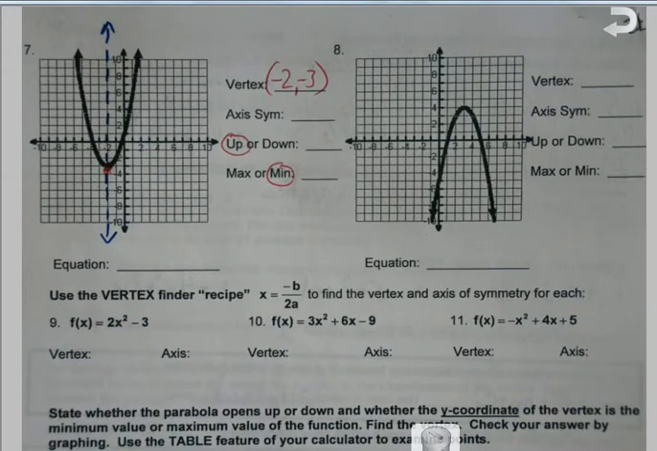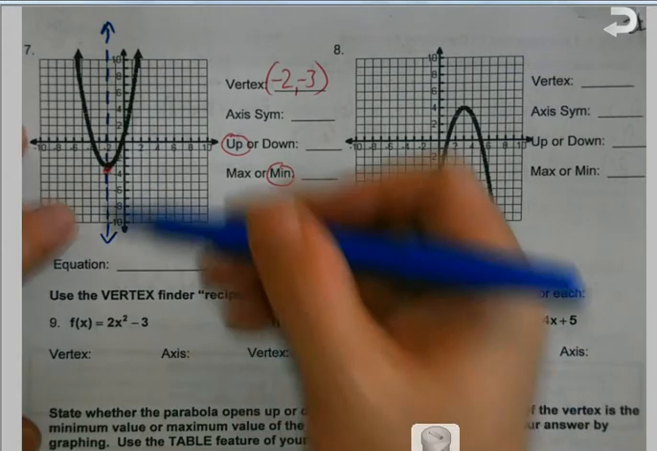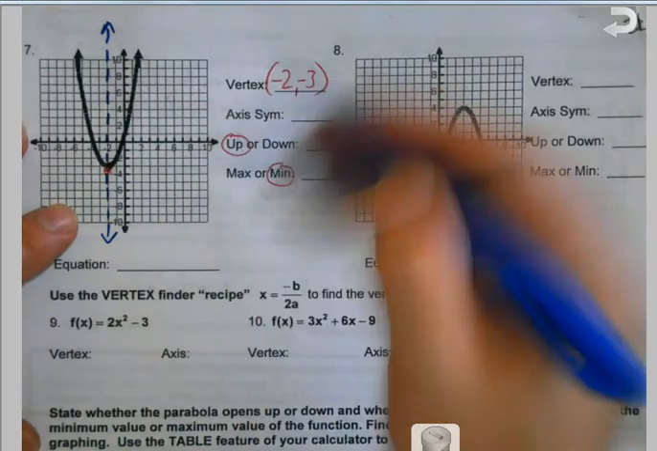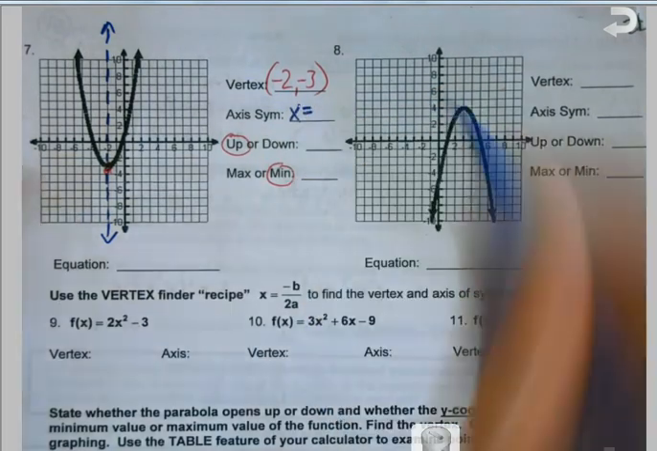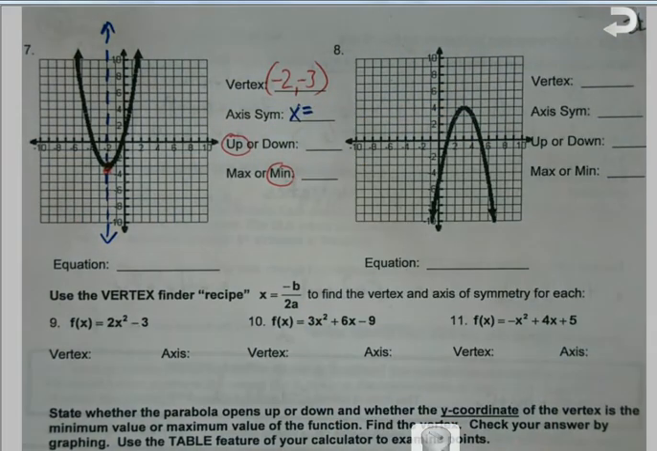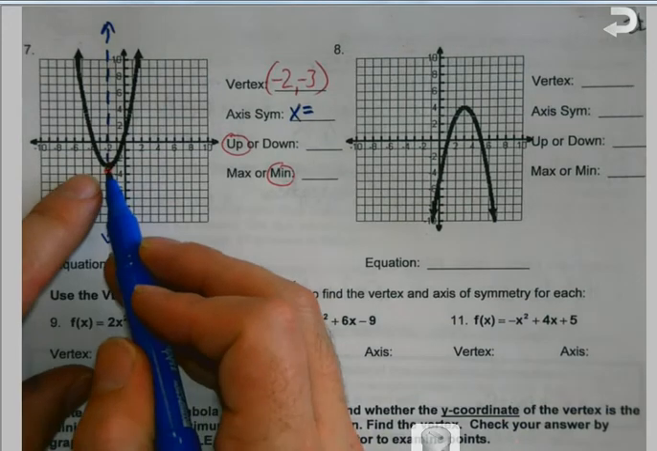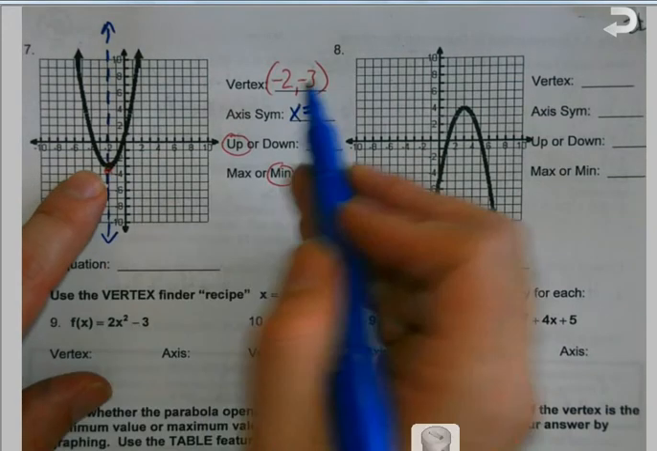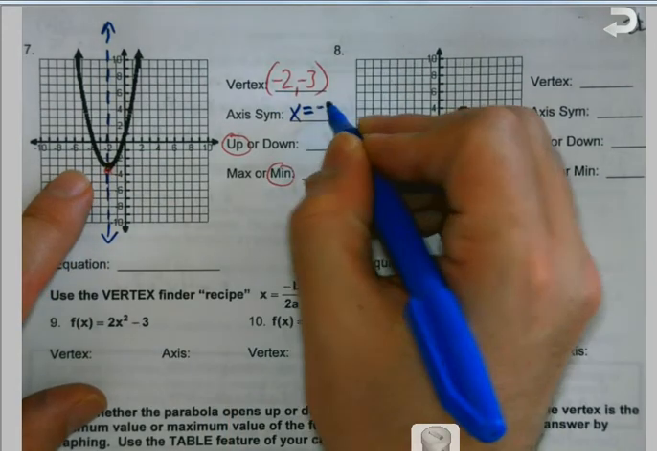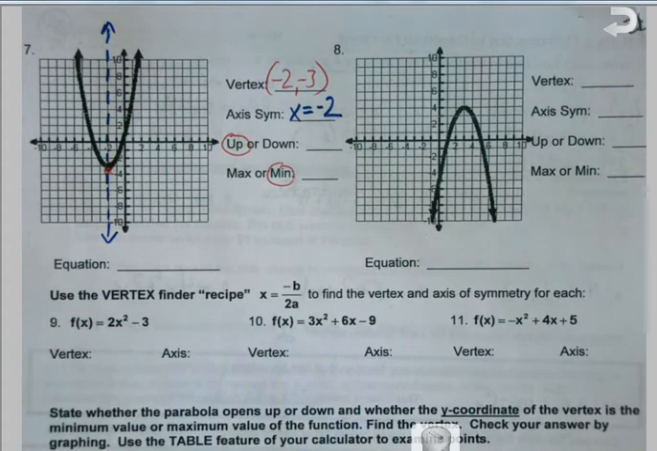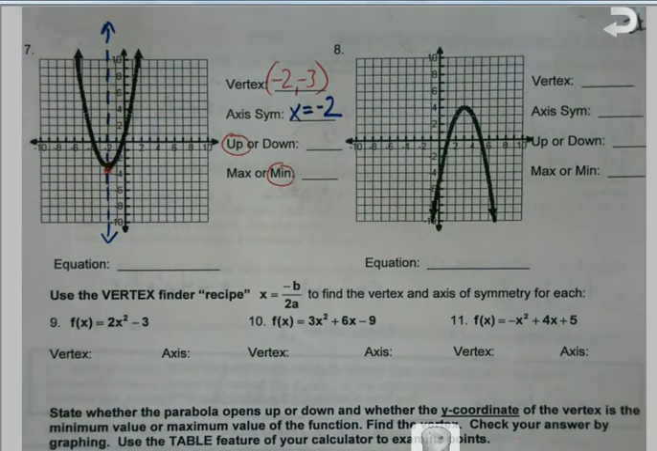So there's two kind of obvious things with this. One, since I have a vertical line going through here, it's going to be an x equals equation. And the second kind of hint that we get is it's always going to go through my vertex. So if I just use the x value from my vertex, I'll have the axis of symmetry each time. So my axis of symmetry here would be x = -2.